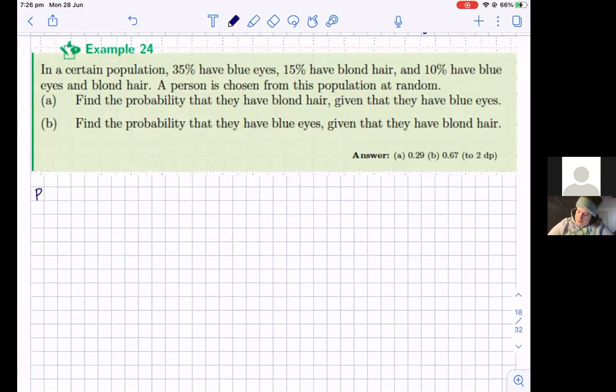So the probability of A given B is the probability of having both, divided by the probability of just having the second. Let me double check that I've got that formula correct. It's on your formula sheet.